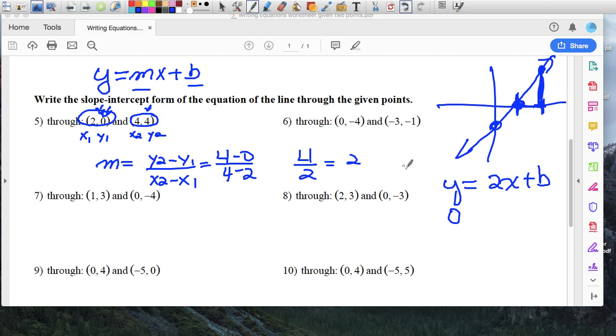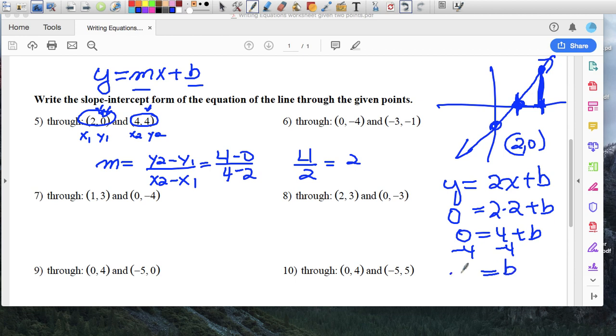So substitute and get, so again, let me write this over here. So let me use 2, 0. y equals 0. 2 times, and the x value is 2, plus b. 0 equals 4 plus b. I'm going to subtract 4 on both sides, and I'm going to get that b equals negative 4.